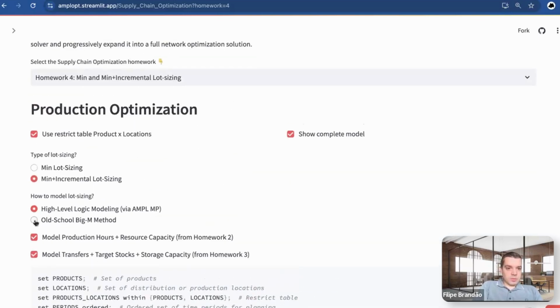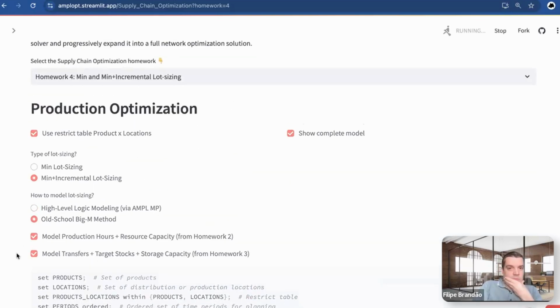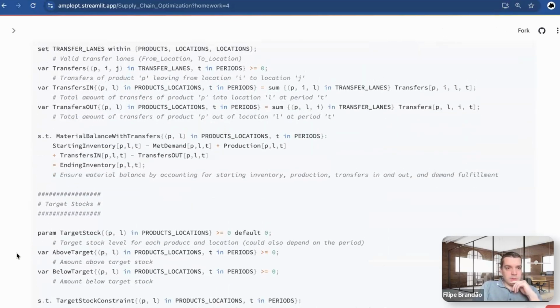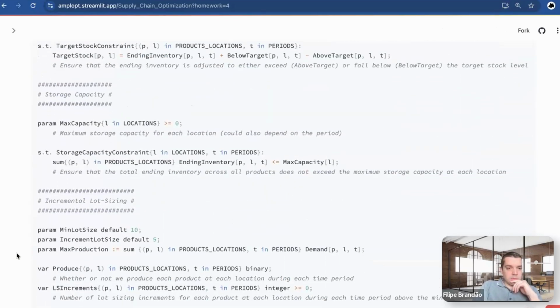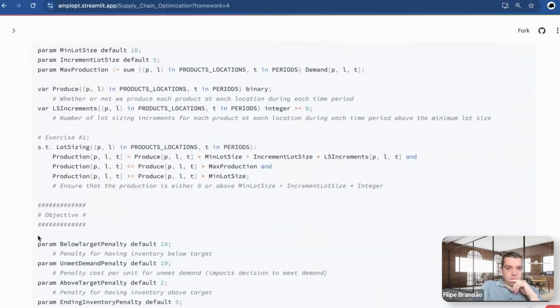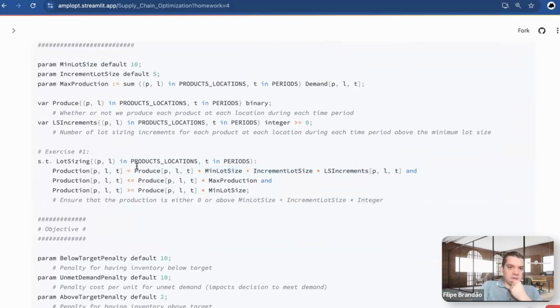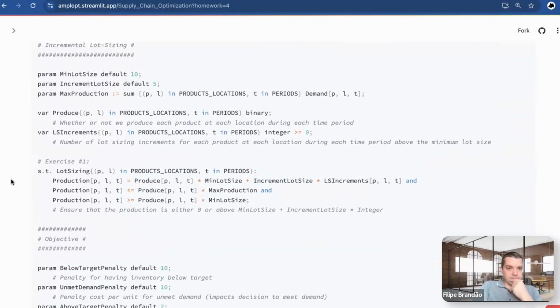And the same with big M. It's going to be very similar to the previous one. The main difference here is that now we also need to consider the incremental lot size times increments. But other than that, it is just like before.